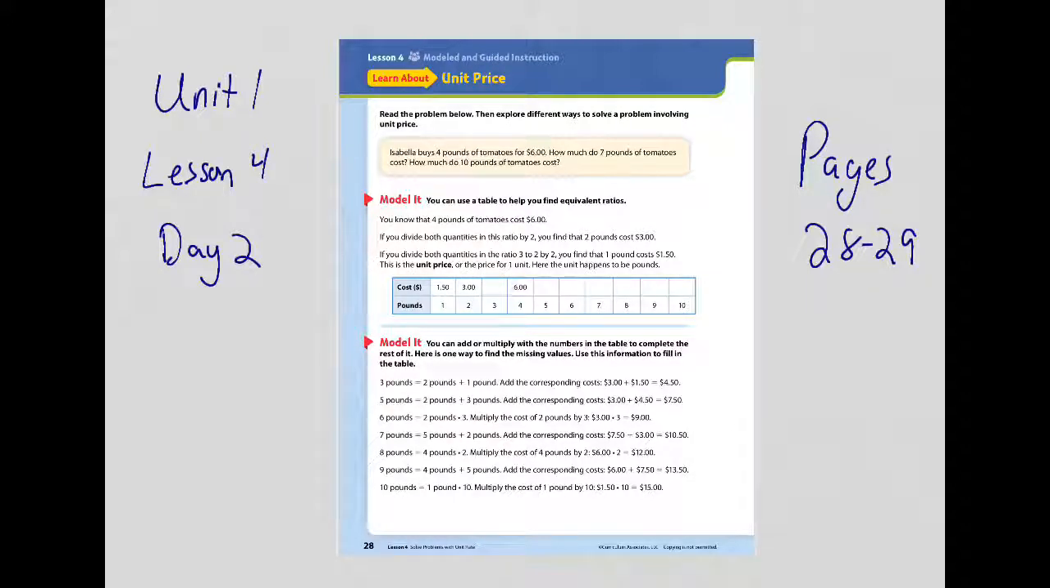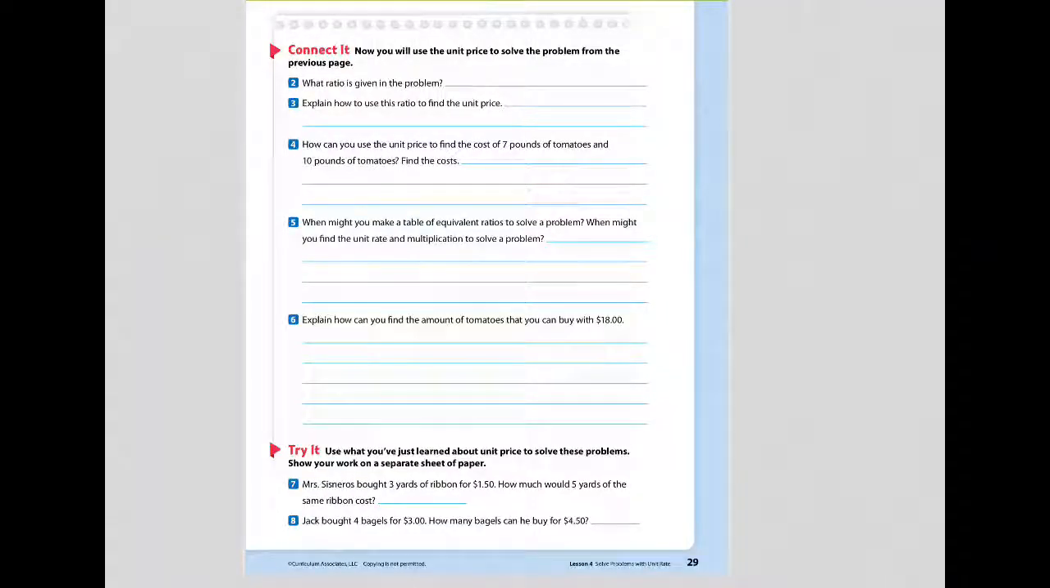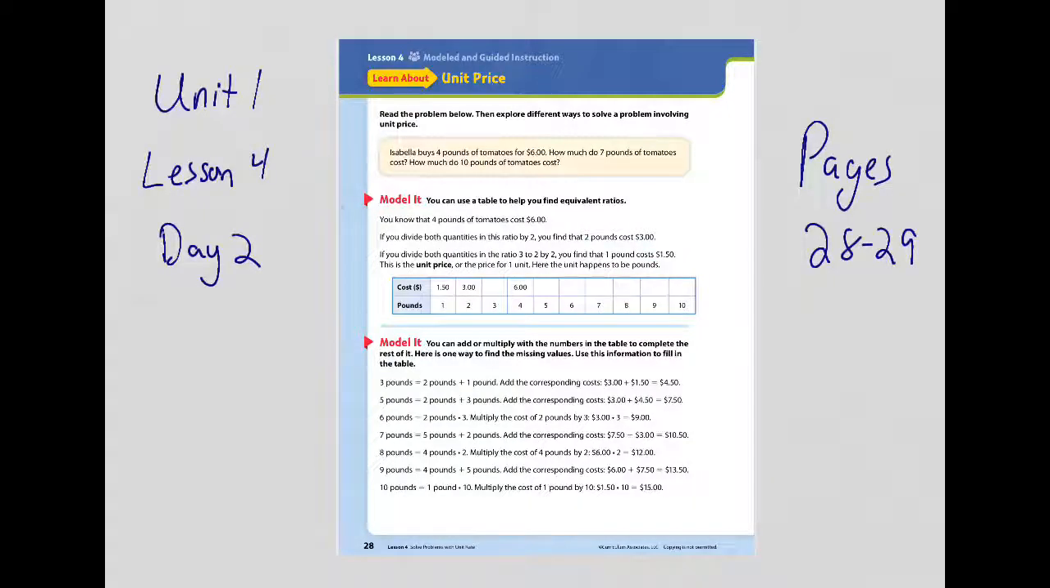So I'm going to tell you what we're going to do on pages 28 and 29. On 28, where it says model it, I'm going to show you two strategies that you can use to solve unit rate or ratio problems. Then when we get to page 29, you're going to be working on some problems on your own, giving it your best shot, and then watching the video to go over and make corrections. All right, so let's get started.